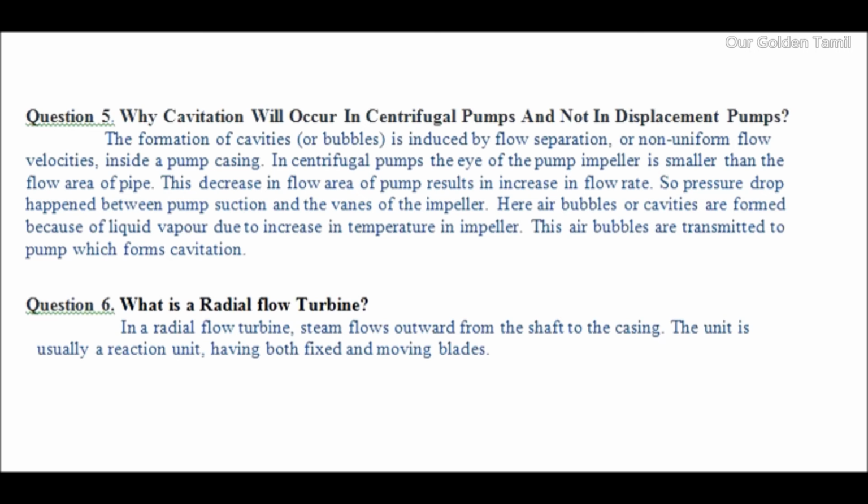Question 6. What is a radial flow turbine? In a radial flow turbine, steam flows outward from the shaft to the casing. The unit is usually a reaction unit, having both fixed and moving blades.